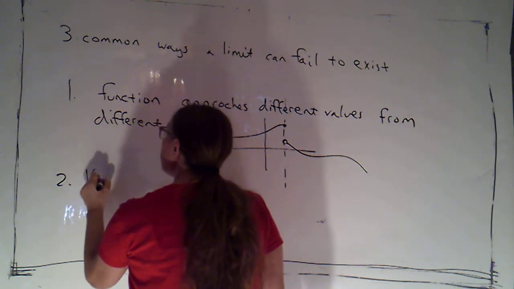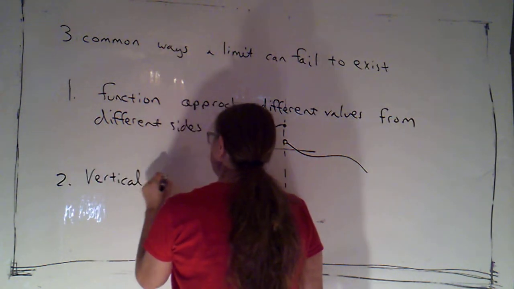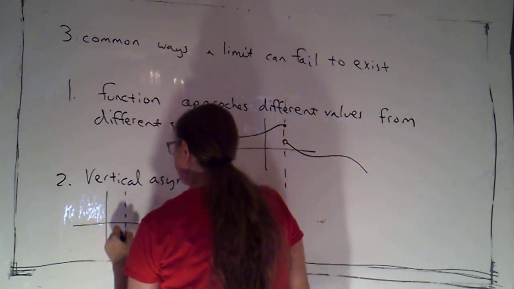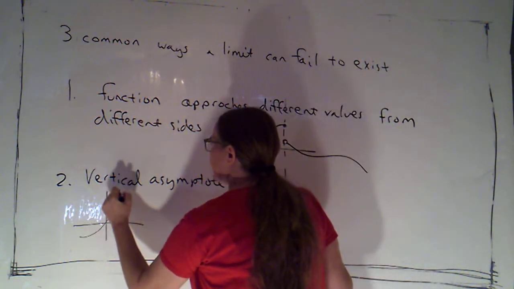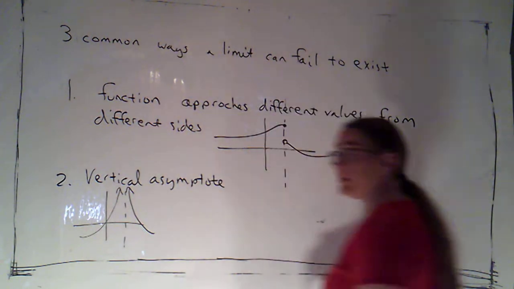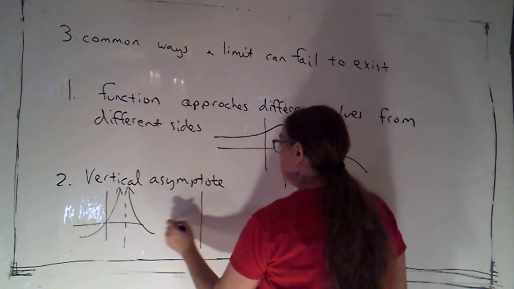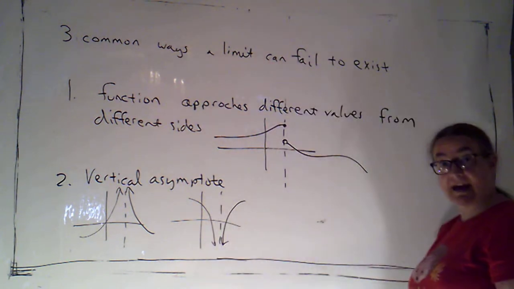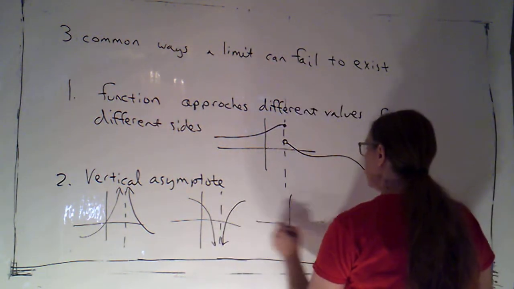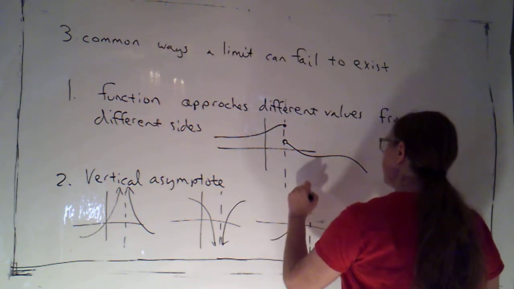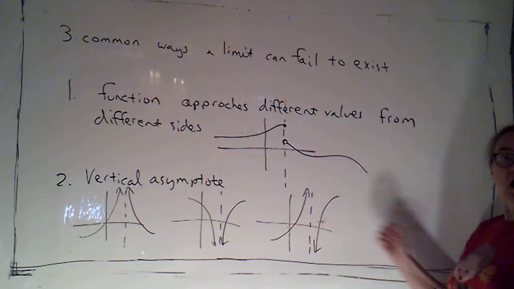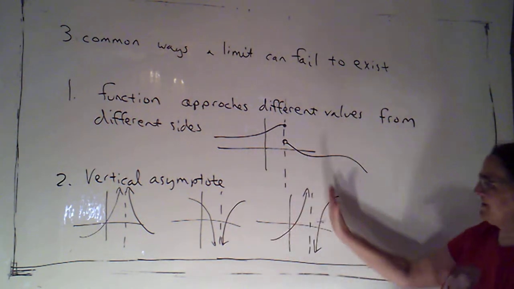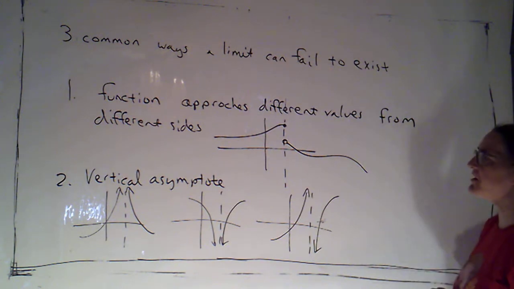Second thing that can happen is we could have a vertical asymptote. And with a vertical asymptote, we could have a picture that looks something like this, where the function is going up on both sides. We could have a function that looks something like this, where the function is going down on both sides. Or we could have a function that looked like this, where the function goes up on one side and down on the other. And of course, I could reverse that and have it go down on the left and up on the right. So lots of possibilities.